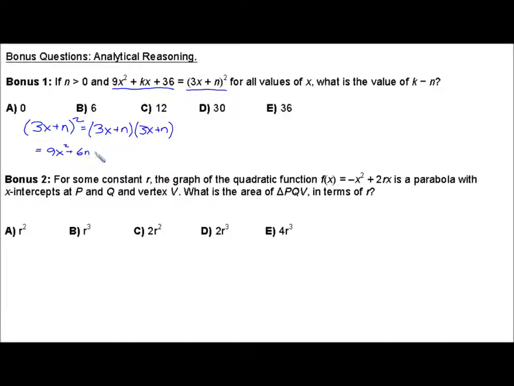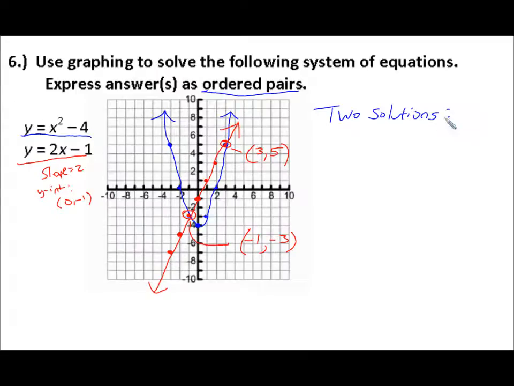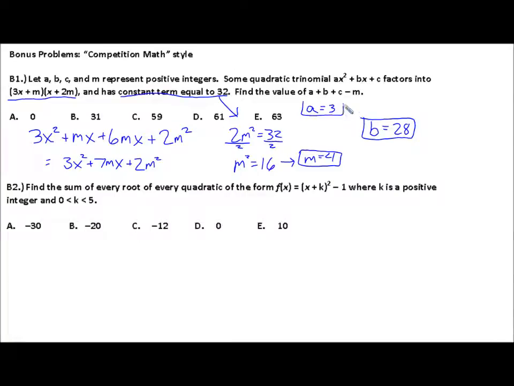6n as your coefficient for your middle term. And then the last term is just n times n, which is n squared. Two solutions for the system are negative 1, negative 3, as well as 3, 5. And the constant term, well, we already knew the constant term, it was 32. So we have all the values that we need, basically just from this equation.